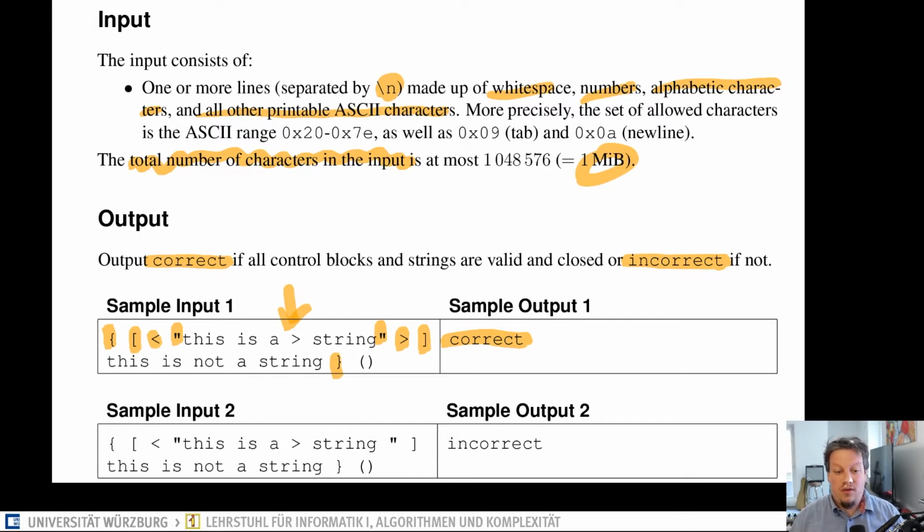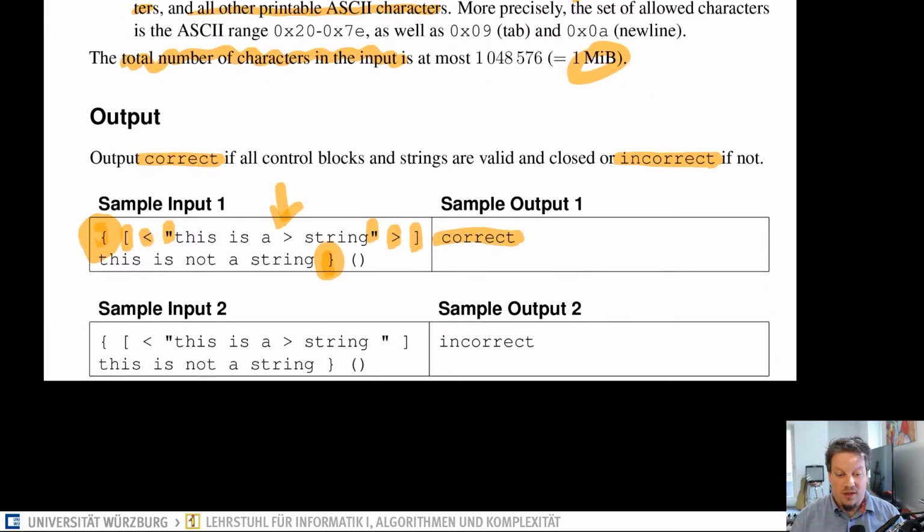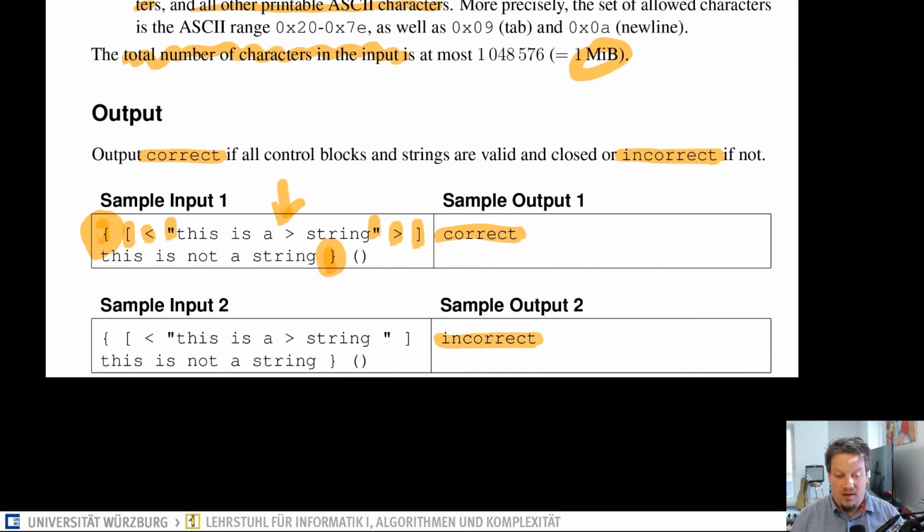But here's another thing I want you to notice. This curly is closed in a different line. So apparently these blocks can go over multiple lines. Let's look at the second example input. It is incorrect. What's the difference? It looks like the angle bracket over here isn't closed. It's closed over here, but that's in a string, so it doesn't count. So this is actually something that will already tell you if you're handling strings correctly, or at least it would catch some bugs with your string handling.